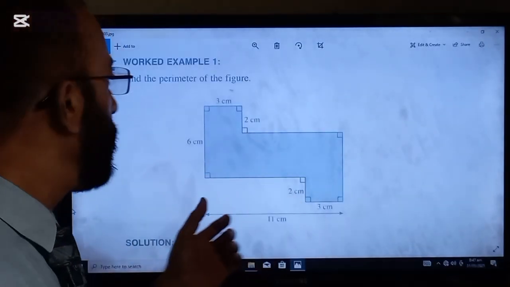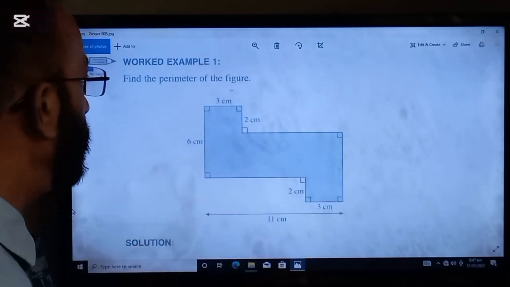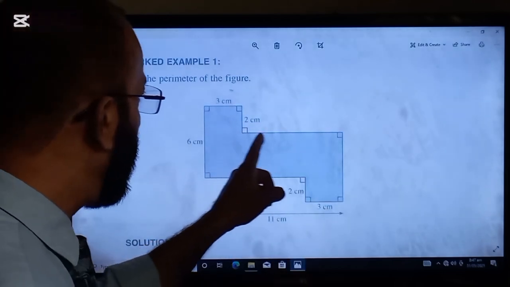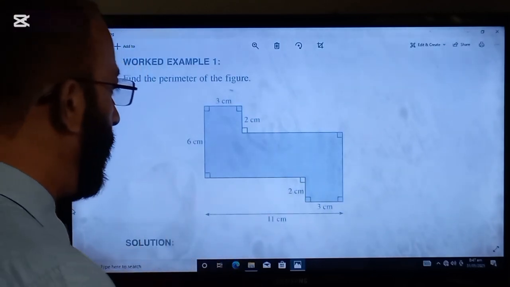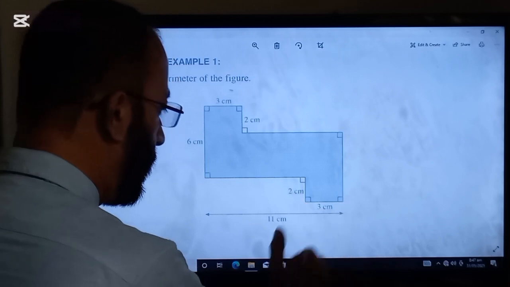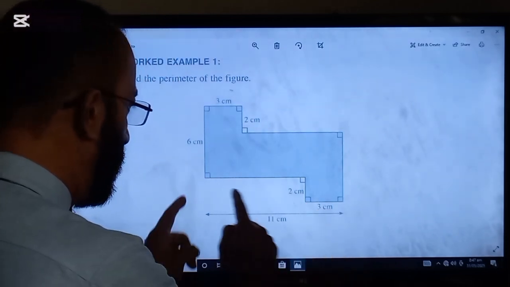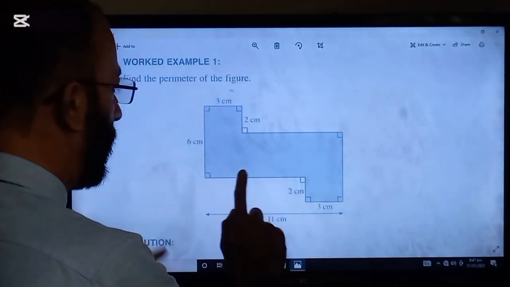Here is another question. Find the perimeter of the figure, and this is the figure. Some values are given. This side is missing and this side is missing, but we can find these sides. This total length is 11 and this length is 3. So 11 minus 3 will be equal to 8 centimeters. So this length will be equal to 8 centimeters.